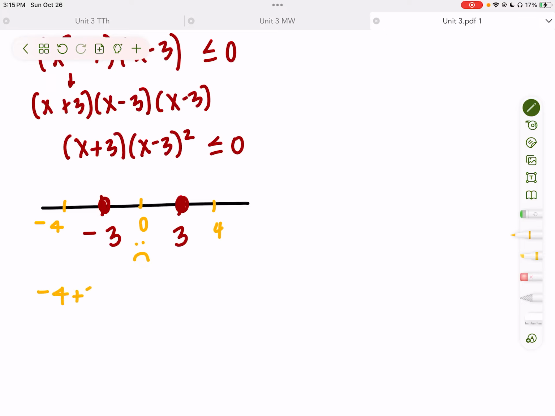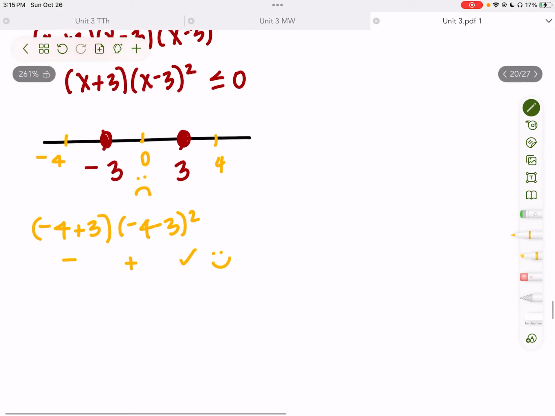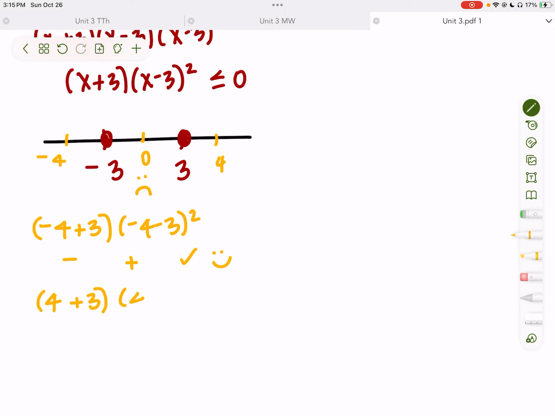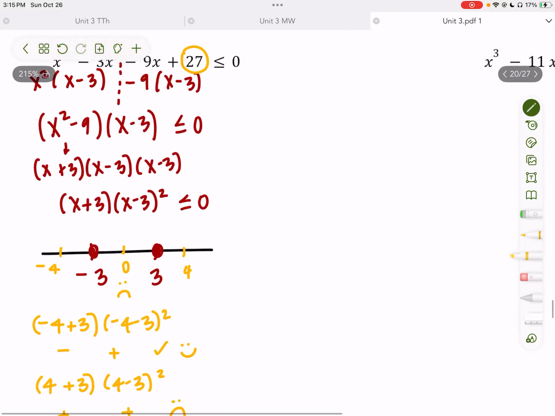So we'll have -4 plus 3 times -4 minus 3 squared. That's a negative, that's a positive when squared. So yes, this is in fact less than 0. If we do the same with +4, times 4 minus 3 squared will actually be, let's see, a positive and another positive, but in fact does not work. So we actually only have one section that works.